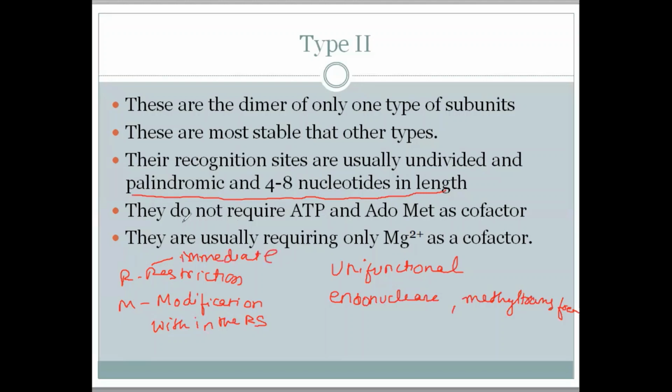Now, they do not require ATP or S-adenosylmethionine, but they usually take magnesium as their cofactor. For modification, S-adenosylmethionine is used, but for cleavage, only magnesium ions are used. So this is all about type 2.